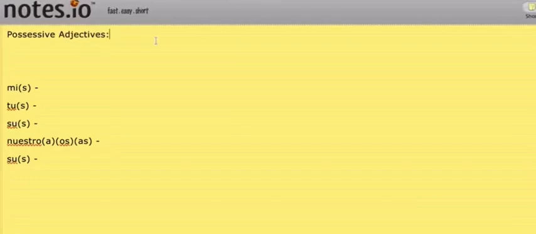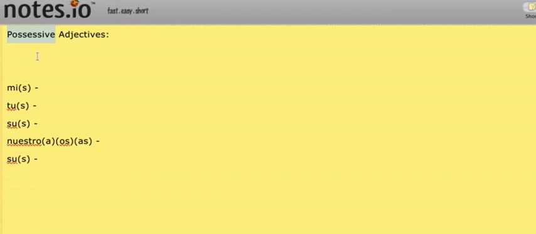Today we're going to be talking about possessive adjectives. So let's first start with what a possessive adjective is. Well, if we break it down by the name, it's an adjective to talk about who is possessing something. So, for example, if I were to say, "my book," "my" would be the possessive adjective. "My" is demonstrating that the book belongs to me.